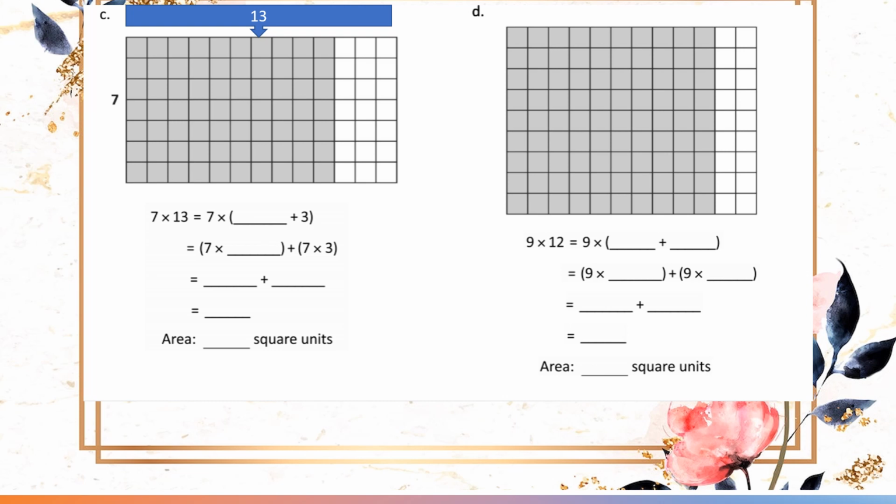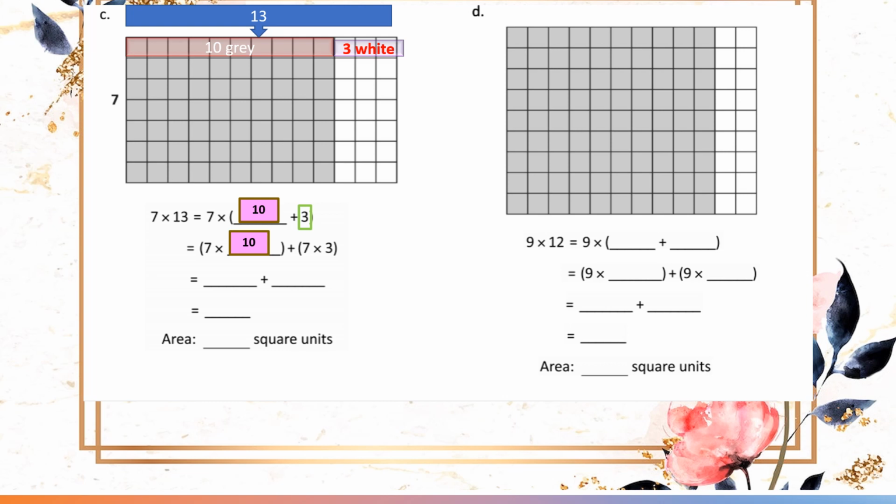Now, to make that a little easier to solve, we're going to use the distributive property and break apart the larger number in the equation, which is 13. So that 13 is going to be broken apart into 10 and 3. We have 10 gray and we have 3 white. Now, that gives us two new equations. We have 7 times 10 and 7 times 3.